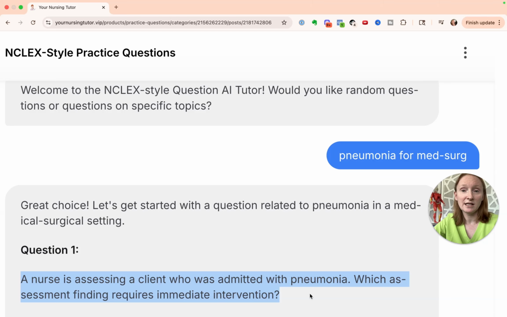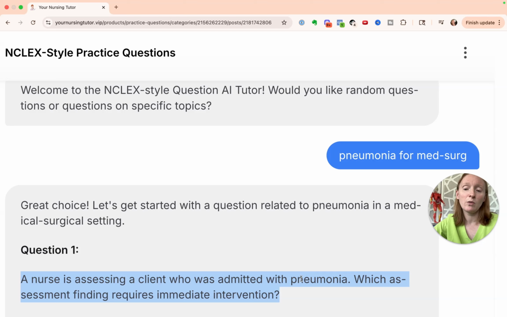So first, we're going to ask the one question to rule them all. What do I need to know in order to start thinking about and answering this question? I need to know a little bit about pneumonia. I need to know what kind of assessments we might be doing for somebody with pneumonia and what kind of interventions we might do. So that's a lot of stuff. If you've been studying with my Silver Bullet study system, then you kind of know how all of that information connects and you probably already have ideas.